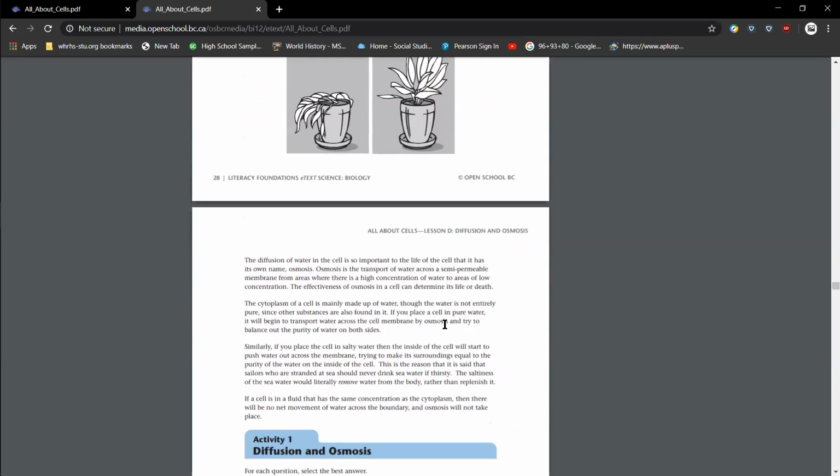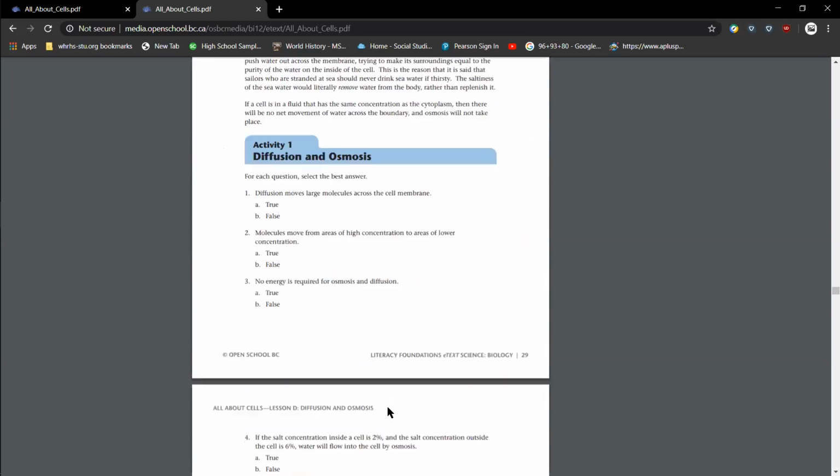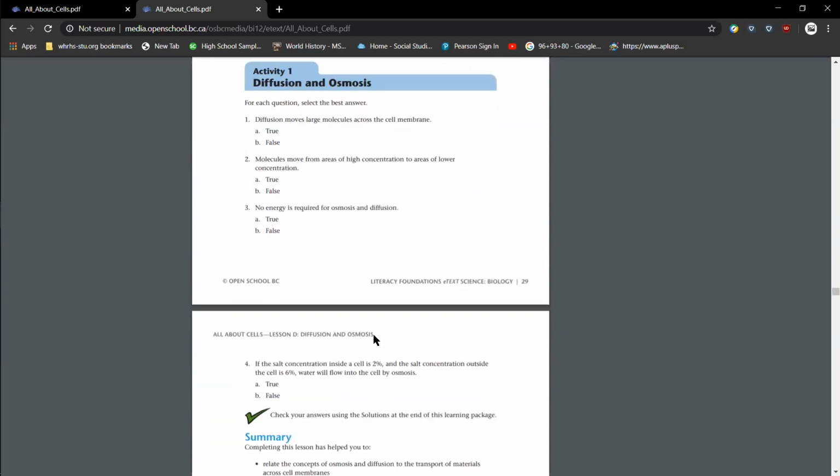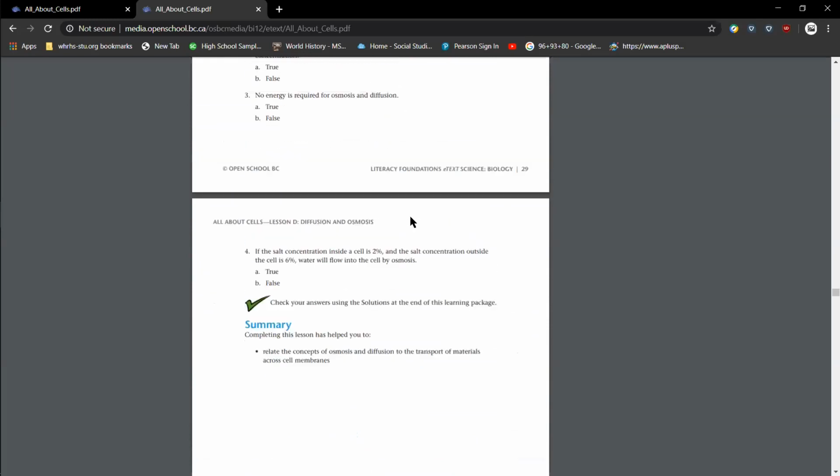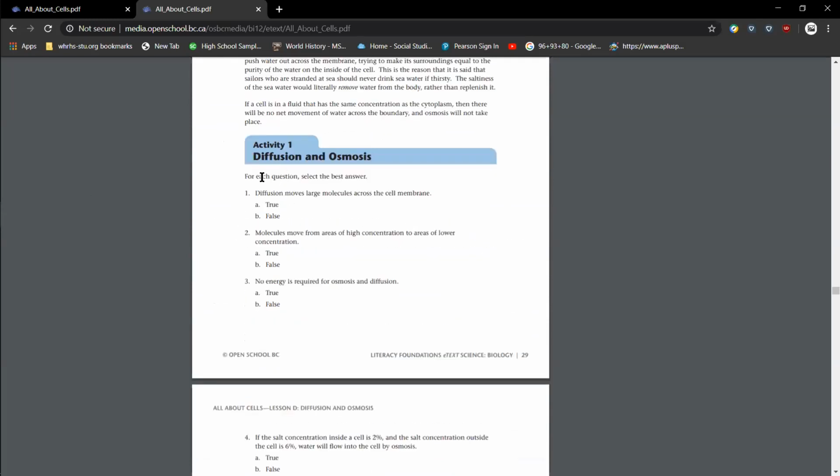So let's talk a little bit about how things are going to move if you place something in salty water or in just plain water. Let's say you have a normal cell and you place it in a solution. Actually, let's do these questions first. I think they go into that later.